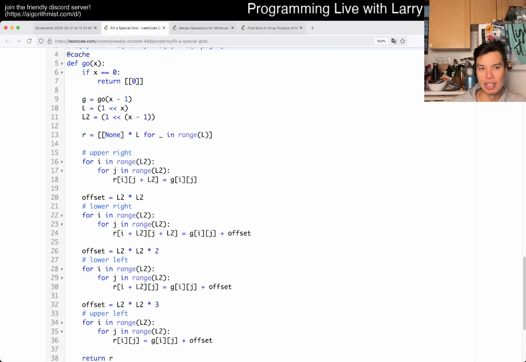I'm going to highlight the code. You don't even need to cache it, but I do cache it. But yeah, let me know what you think.